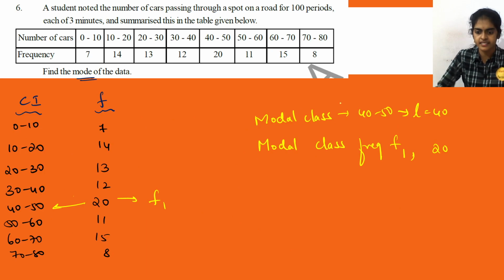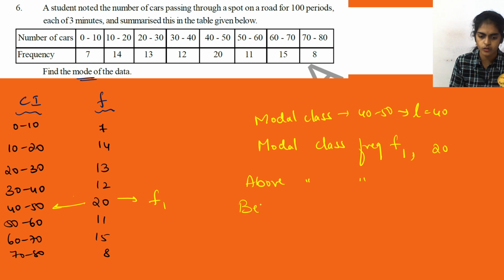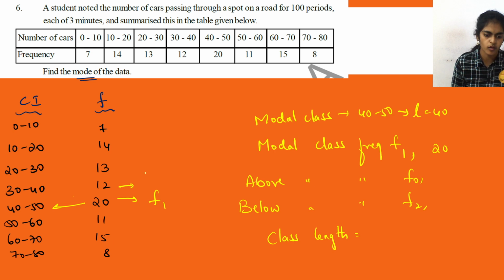And yes, here is the last question of this exercise actually. So now what do you have to take? You have to take above the modal class frequency and below the modal class frequency, which is F0, F2, and also I want a class length. Tell me the values better. This is above modal class F0, this is below modal class F2. So F0 is 12, F2 is 11 and class length is 10.